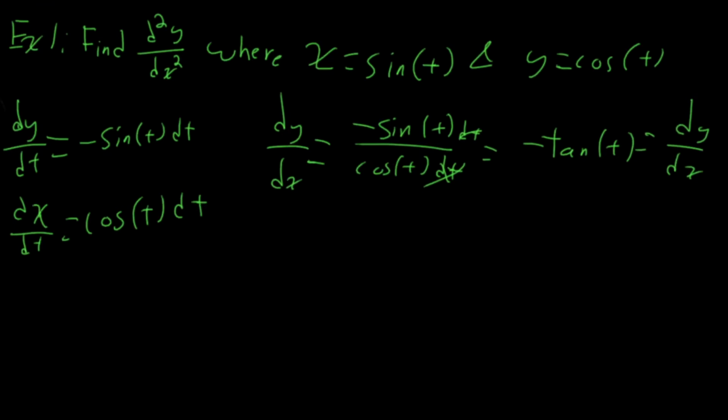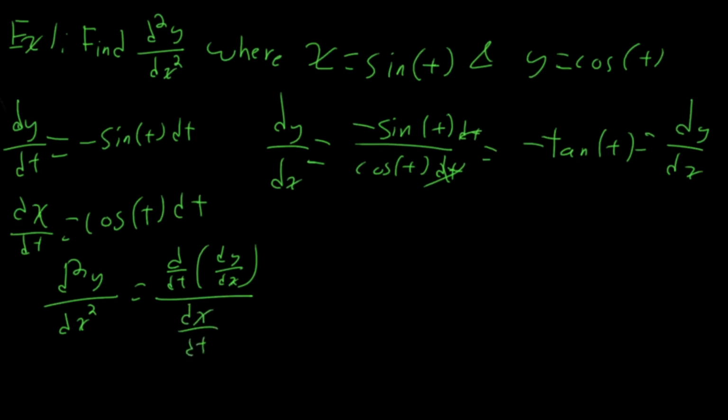Now we have to take this, derive it again with respect to t, and divide by dx over dt. So as a reminder, d2y over dx squared is equal to the derivative with respect to t of our first derivative, divided by dx over dt. Let's plug it in. The derivative of tangent t is secant squared t. If it was theta here, it would just be secant squared theta. There's a negative sign here, so we make sure to keep that in mind. And then dx dt, we solved it. We're just going to plug it back in, negative cosine of t.